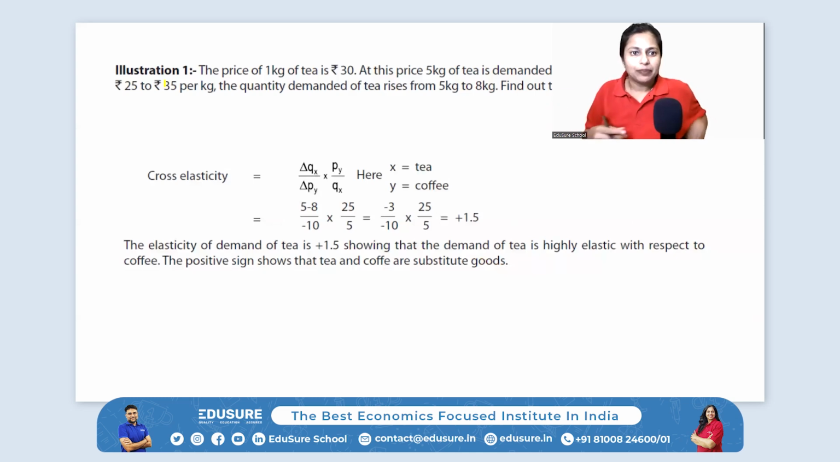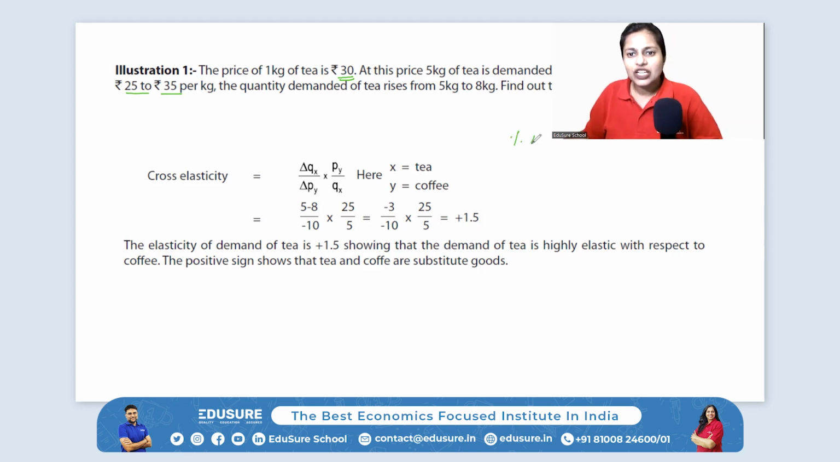All right, so this is one example. The price of 1 kg tea is 30. At this price, 5 kg tea is demanded. If the price of coffee rises from 25 to 35 and the quantity of tea rises from 5 to 8, find the cross price elasticity of tea. So the price of 1 kg of tea is 30, and the price of coffee rises from 25 to 35.